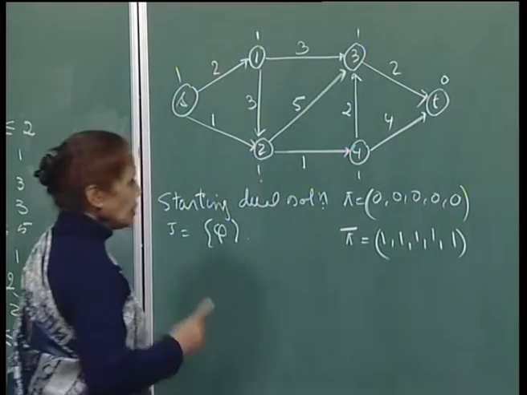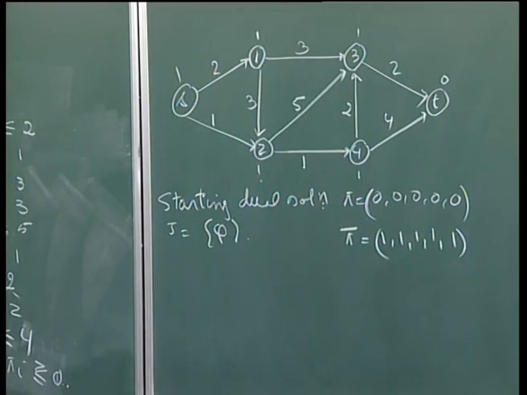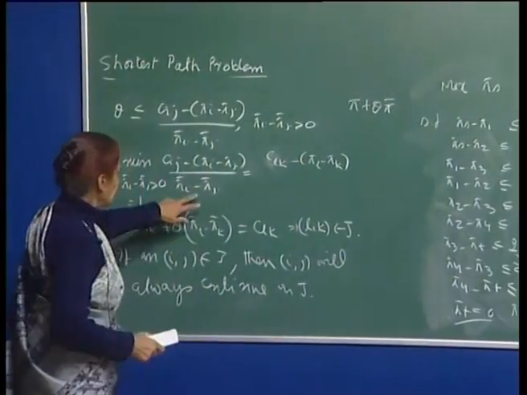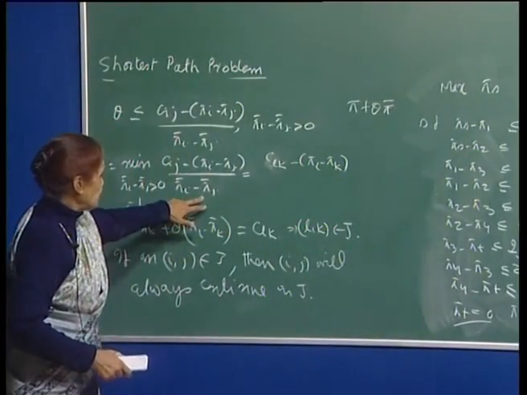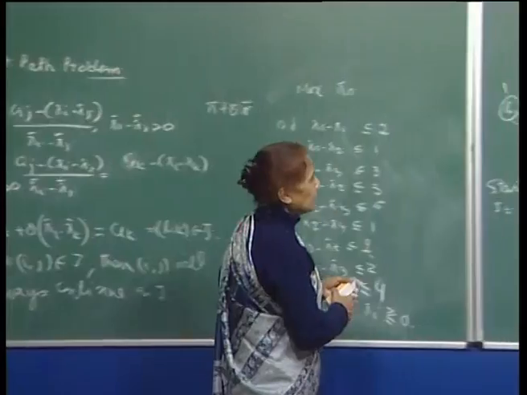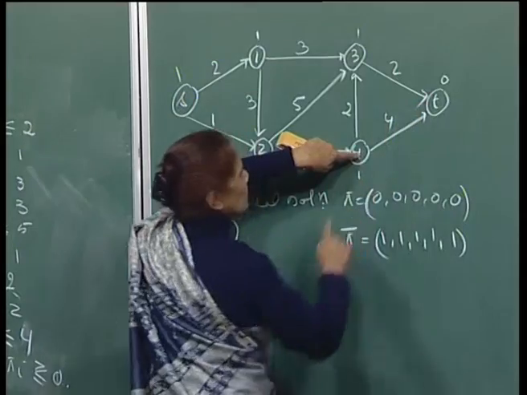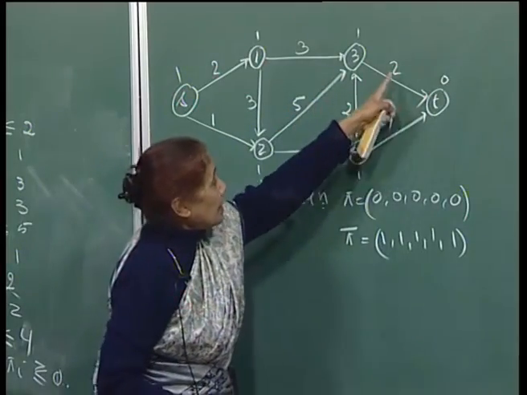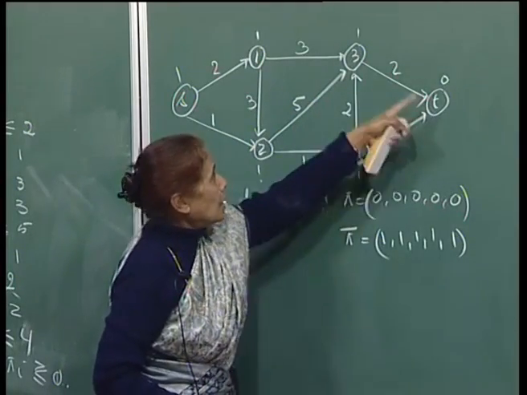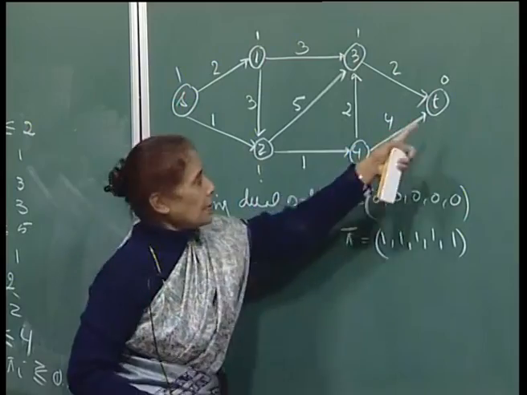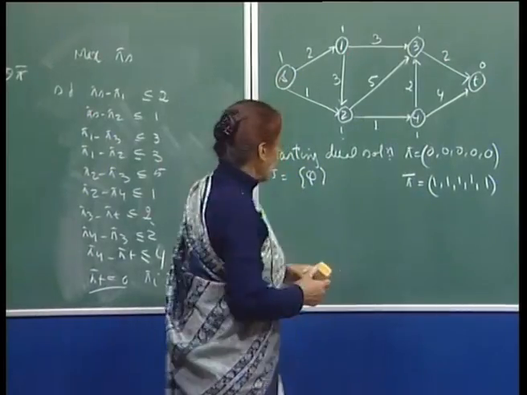Now you need to compute theta, and remember, to compute theta we have to go for arcs for which this is equal to 1. Since this is 0, you see for this arc and for this arc the value is 1. Pi 3 bar minus pi t bar is 1, and pi 4 bar minus pi t bar is 1.